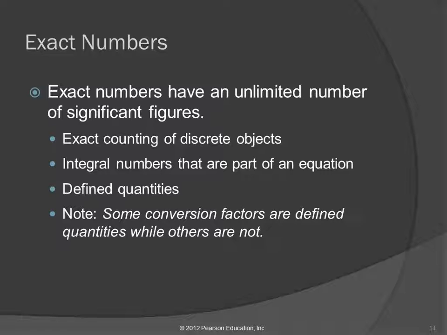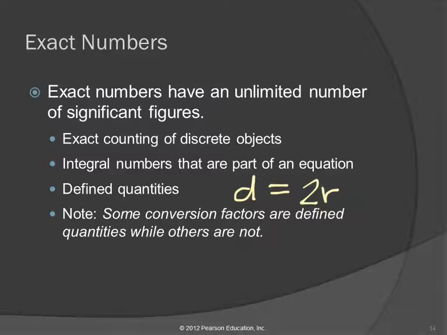Integral numbers that are part of an equation. Integral, meaning integers, whole numbers. So the diameter of a circle is twice the radius. So the diameter equals 2 times the radius. 2 is an integer as part of an equation. The diameter of a circle is exactly twice the radius. So that's an example of an exact number. Defined quantities are exact.